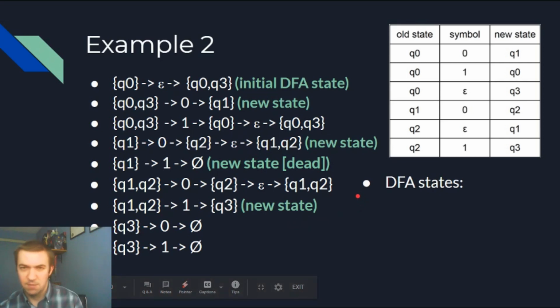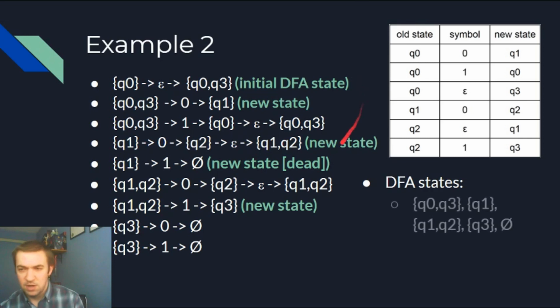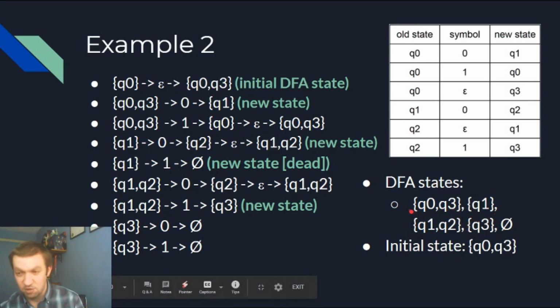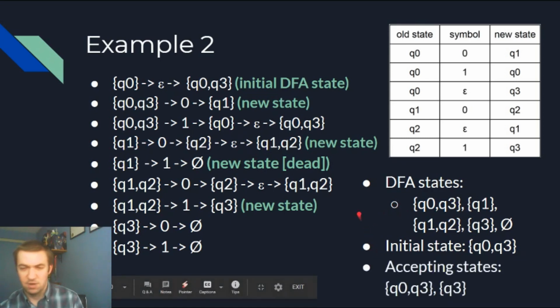So here, what did we end up with? Well, the total states we have, looks like there's 1, 2, 3, 4, and 5 of them. And so we'll record the names of all of those states. Our initial state, before, we were starting with Q0, but from the epsilon transition we were able to get to both Q0 or Q3, so that is going to be our initial state in our DFA. And our accepting state before was Q3. Now, none of the states in our DFA include Q3 except for Q3 and Q0 Q3. So both of these are going to be accepting states. And that's what we're going to end up with for our DFA.